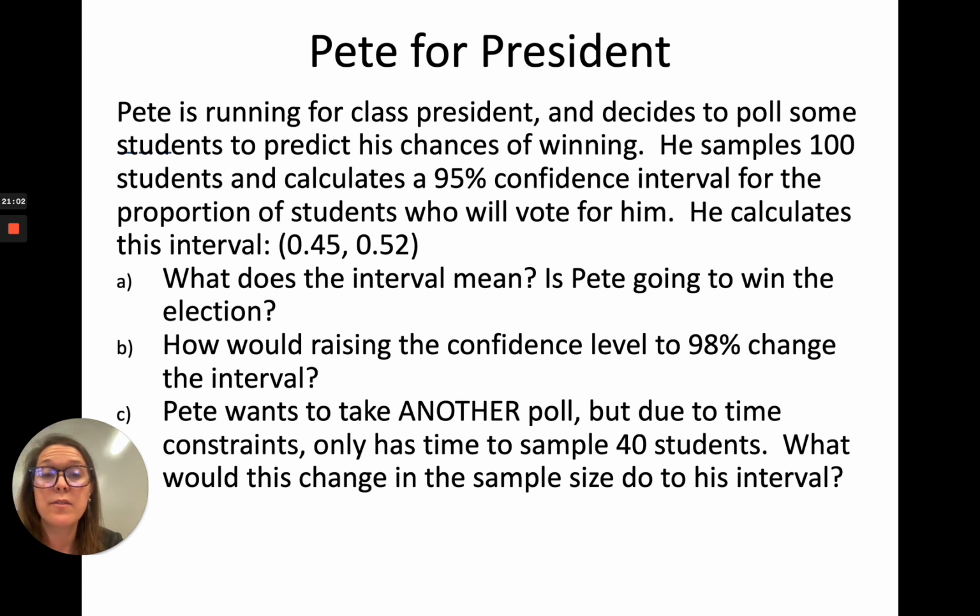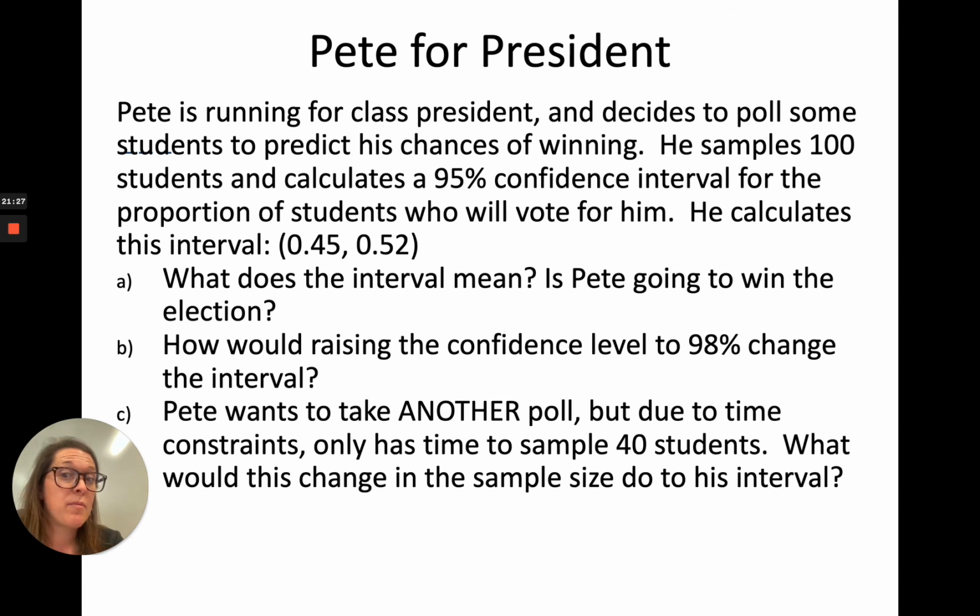So what does this interval mean? Well, we would say that we're 95% confident that the true proportions of students that would vote for Pete as president would be between 0.45 and 0.52. Okay. So is Pete going to win the election?